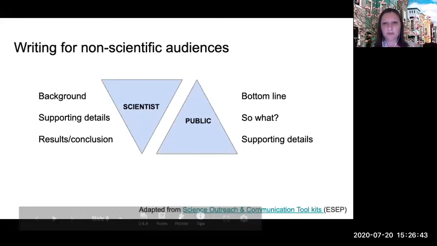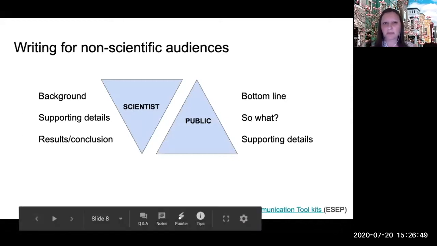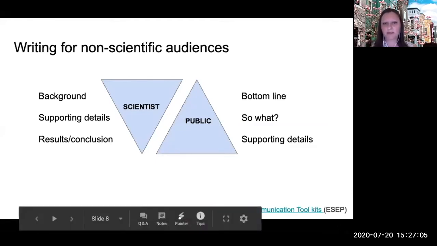So I've alluded to this already, and you've probably seen this diagram before, in terms of how policy writing differs from academic writing. Academic writing starts with the background, followed by supporting details, and then results and conclusions. Policy writing flips this around: you start with the bottom line, answer the question, so what, why do I care?